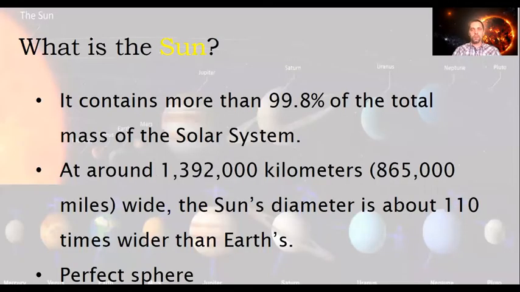As I mentioned before, it is huge. It contains almost all the total mass of the solar system. The rest, the planets, moons, debris, altogether are less than 0.2%. At around almost 1.4 million kilometers wide, the Sun diameter is about 110 times wider than Earth's. Because its core has a big pulling force and rotation, and because it has no solid surface, its shape is perfect sphere.